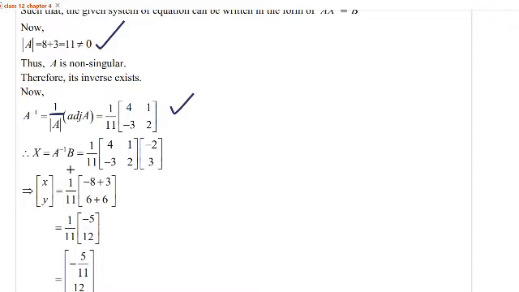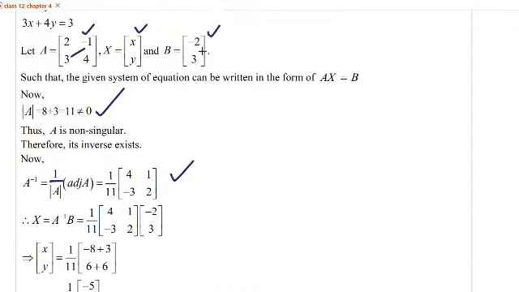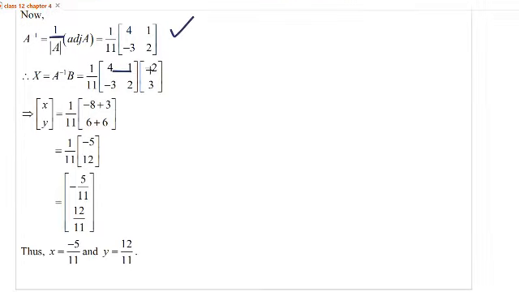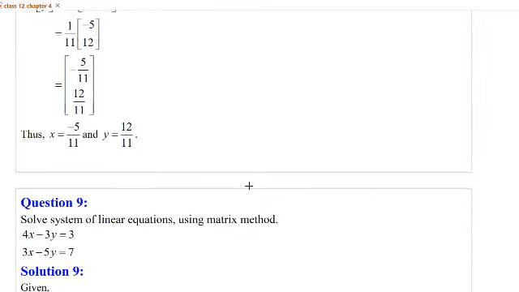So this is the inverse, and B, as already stated, this is B. And now multiply following the rules, that is row multiplied by column. 4 twos are 8 minus 8, and 1 three is 3, minus 8 plus 3. Similarly 6 plus 6, 12. So here we have minus 5 and 12, and outside we have 1 by 11. Multiplying this 1 by 11 with these two elements, we get minus 5 by 11, that is the value of x, and 12 by 11, that is the value of y. So again a very simple question.